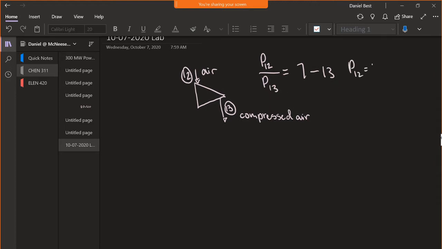So we're going to say that P12 equals 101.325 and that P13 is equal to 1,000, and this is in kPa. That's just to make it easy for me today. Assume whatever you want. You'll figure out that the higher the pressure ratio you have, typically the more work is required by the compressor.